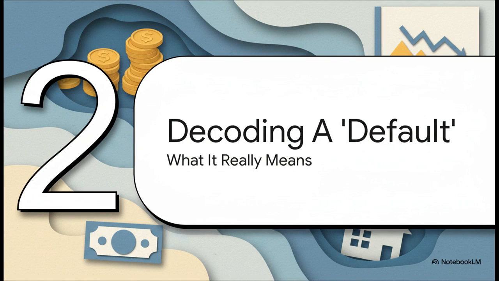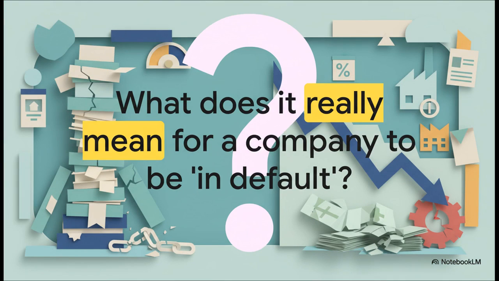So first things first, we're talking about the probability of default. But hold on, what even is a default? Before we can figure out the odds of it happening, we gotta be super clear on what it is. So what does it really mean for a company to be in default? Well, you might think it's just about missing a payment, right? But it's actually way more than that. The real answer is buried in the nitty-gritty, the fine print of those loan documents.